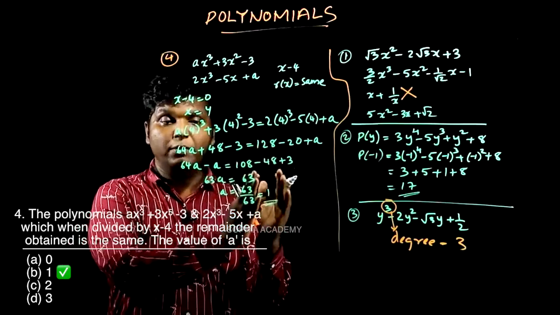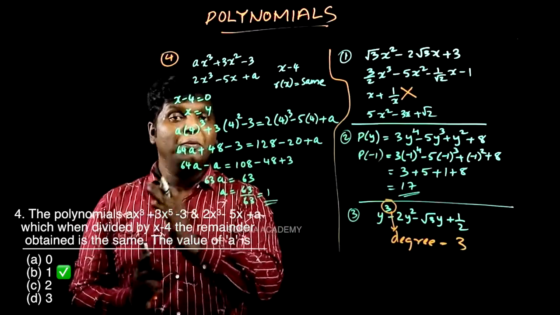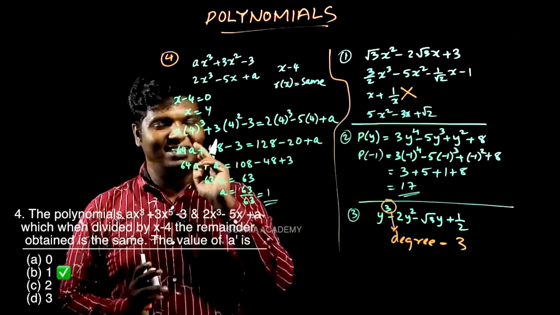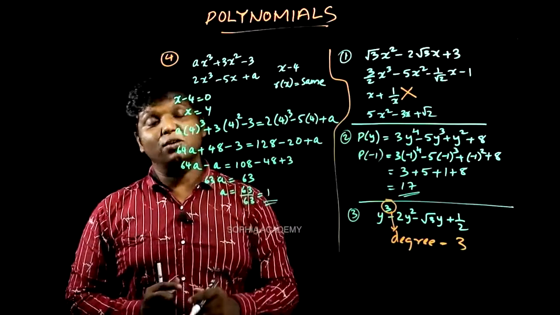And whenever you are finding the variables, bring all the variables to the left hand side and put all the number part to the right hand side, and towards the last you will get the answer. That's it. Now let's go to the next question, question number 5.